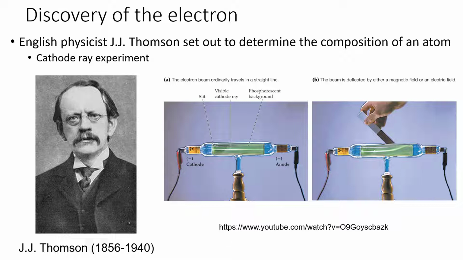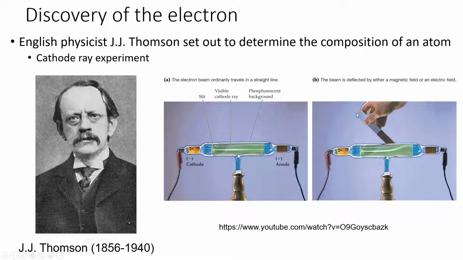If you follow this YouTube link down here at the bottom, there's a very good video showing how the cathode ray experiment works. But in short, a cathode ray tube has a negatively charged cathode and a positively charged anode, and a beam flows from one to the other. This beam is able to be deflected by a magnet. If you put the positive pole of a magnet towards that beam, the beam of material will be deflected up towards that positive pole.